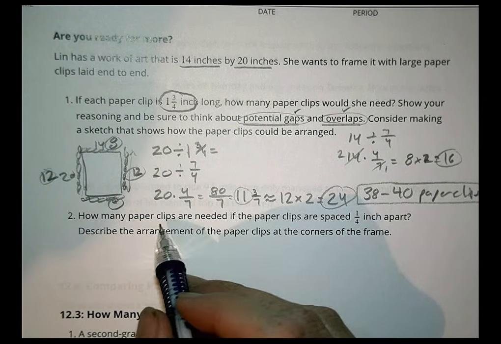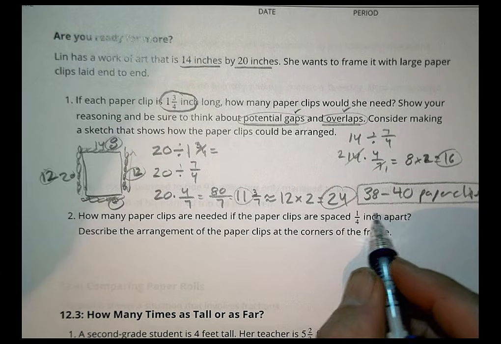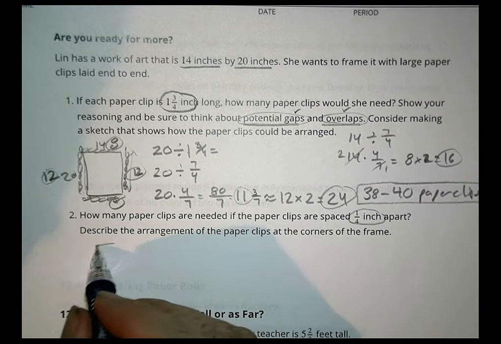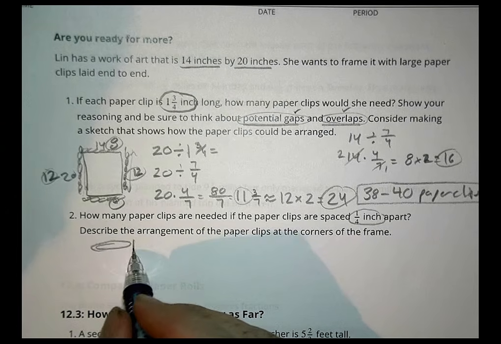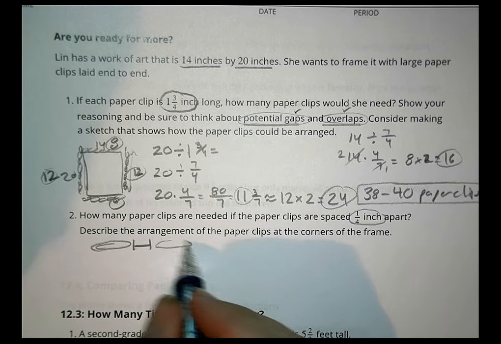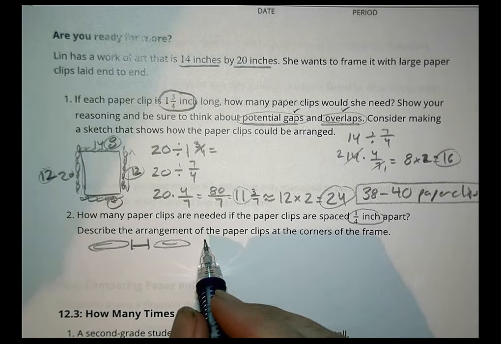And the next one asks how many paper clips are needed if the paper clips are spaced 1/4 of an inch apart, meaning you have a paper clip like this, but then you're going to leave a gap like that, right? Some kind of gap in between them. So then how many would you need?